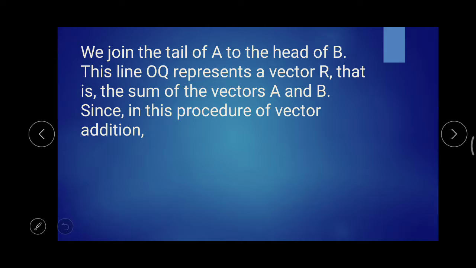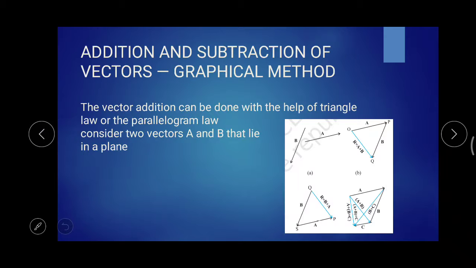Actually this vector is the sum of A and B. The direction of R is the direction of A plus B, and the magnitude is equal to A plus B. Here we have joined the tail of A with the head of B, and that line is known as OQ, which is named as R, and that should be equal to A plus B as per the triangle law or the parallelogram law of vector addition.